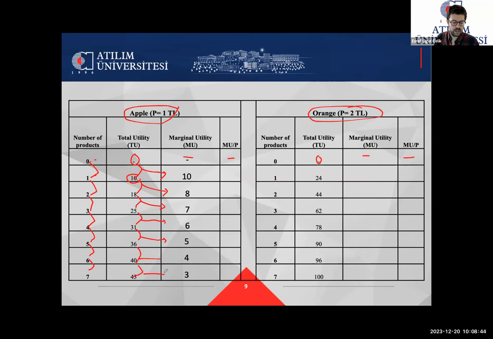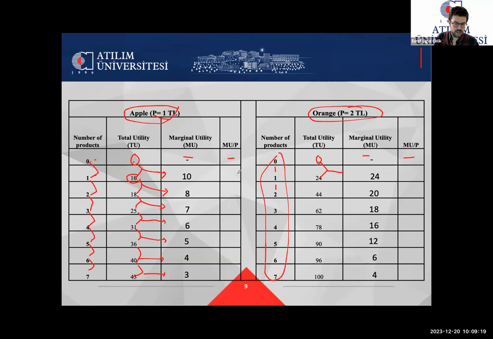And I said the price of apple is 1. So 10 divided by 1, 8 divided by 1, is like that. But before that, let's do this part. Again, you see the quantity change is always 1. So we can just look at the changes of total utility for orange: 24, 20, 18, 16, 12, 6, and 4.